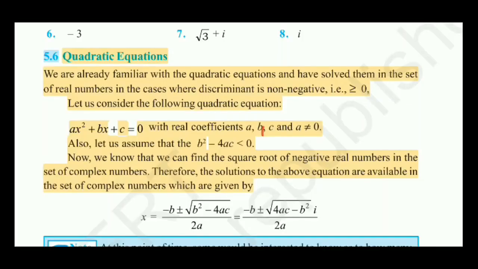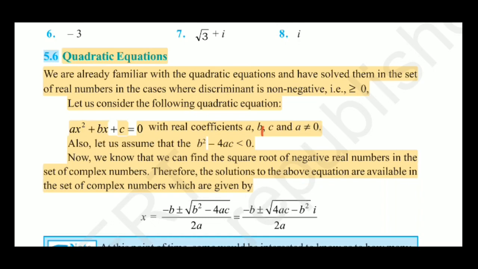Now students, we will start our new topic, and the name of the topic is quadratic equations. In 10th class we learned what a quadratic equation is and its solution. There are three methods to find the solution of a quadratic equation: first is factorization, second is the quadratic formula, third is completing the square. And we have also learned about the nature of the roots.